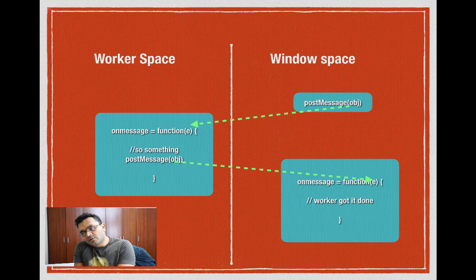And again, on the window space, you would have the onMessage callback function, which would receive this message from the worker, which would be a result. And it would either post a result or do something, update the DOM using it, or whatever.